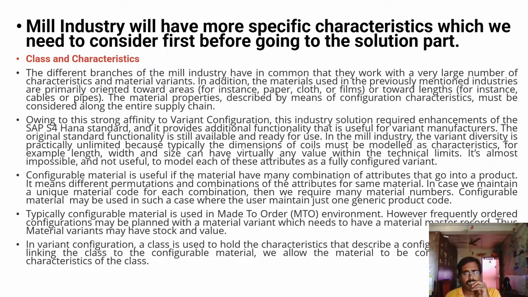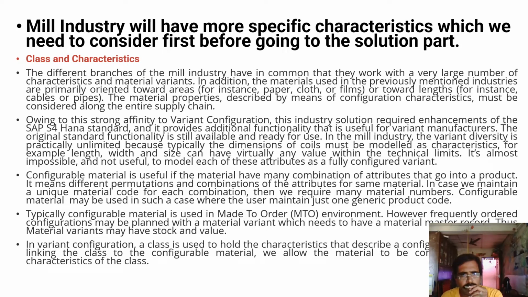In the mill industry, the variant diversity is practically unlimited, because typically the dimensions of the coils must be modeled as characteristics. For example, length, width, and size can have virtually any value within the technical limits. It's almost impossible and not useful to model each of these attributes as a fully configured variant. We cannot leverage all of this by treating length, width, and size as one virtual thing, which is beyond the technical scope of limits, right?